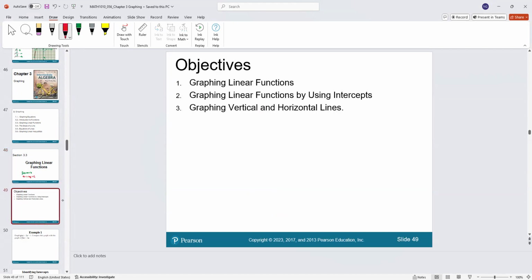We started very early, but now we're going to really start with graphing linear functions. We're going to graph linear functions by using intercepts, and we're going to graph vertical and horizontal lines. Remember, in section 3.1, we went over a few different graphs that are non-linear: we graphed a parabola, an absolute value function, and a radical function. But here we will focus on linear functions.